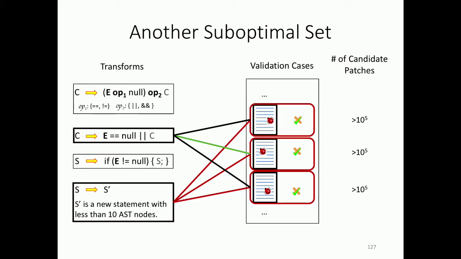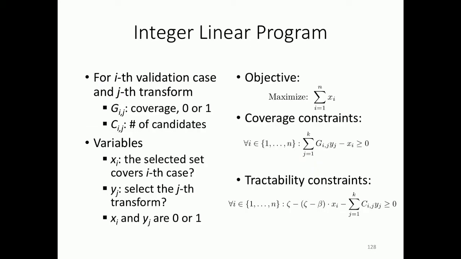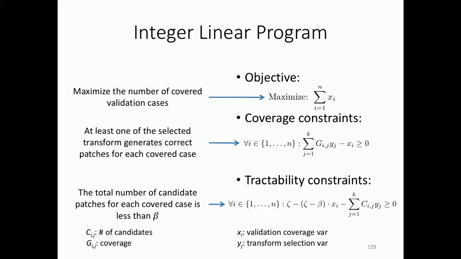So it turns out that we can formulate this problem into an integer linear program, in which we encode the evaluation results into 2 matrices G and C, and then we define 2 sets of variables, where X denotes whether we cover a validation case and Y denotes whether we select a transform. Then we can specify our trade-off in ILP formulas. The objective here is to maximize the number of covered cases. Because X denotes whether we cover a case, we sum over all X.